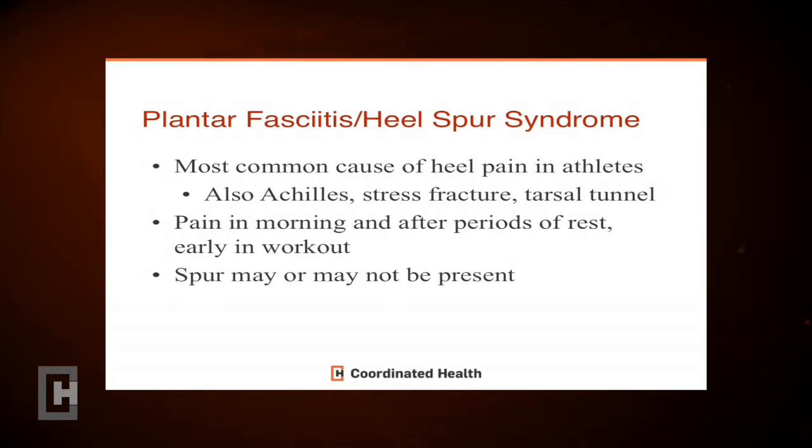There are other things that can cause heel pain: Achilles tendinitis, which we talked about, and stress fractures of the heel. Tarsal tunnel is kind of like carpal tunnel, but in your ankle, obviously. Carpal tunnel is in your wrist. But if the nerve gets irritated, you can get some pain in the heel.